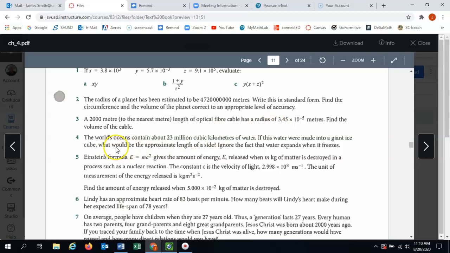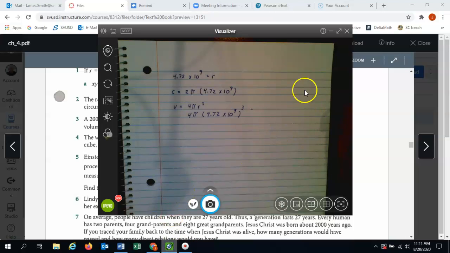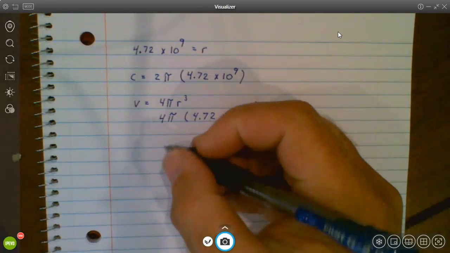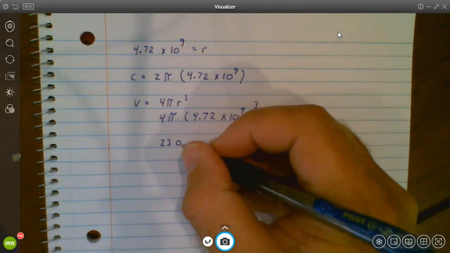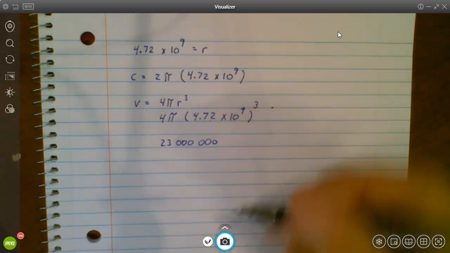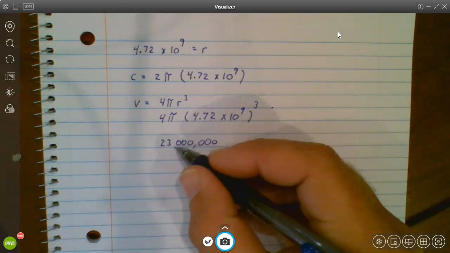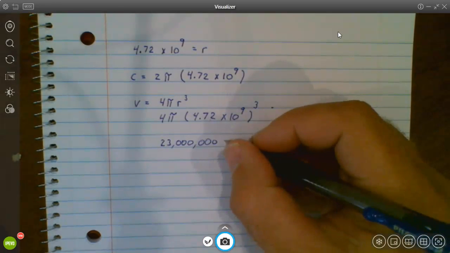Let's see, world's ocean, 23 million cubic. Again, that means volume if something is cubic. If it were a giant ice cube, what would be the approximate length of each side? So what they're saying is they are giving you the volume of a cube, and we need to figure out what each side length would be. So 23 million. So here's what that's going to look like. If I have 23 million, which would be this, right? That's 23 million. So this represents the volume.